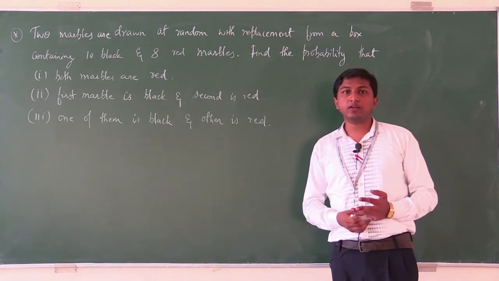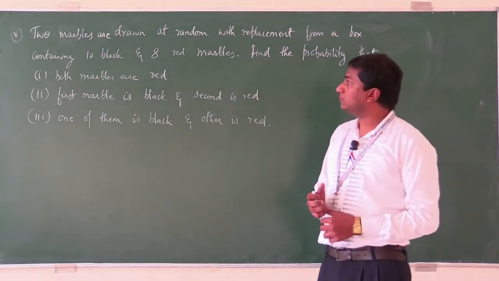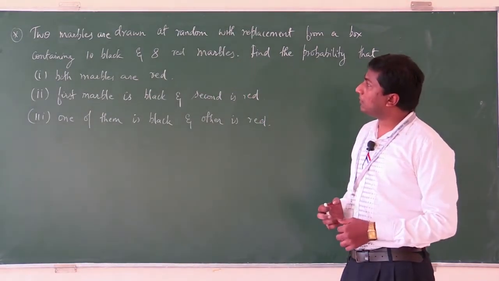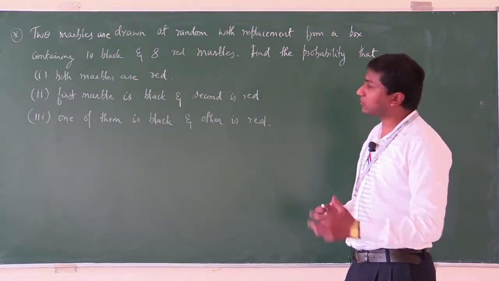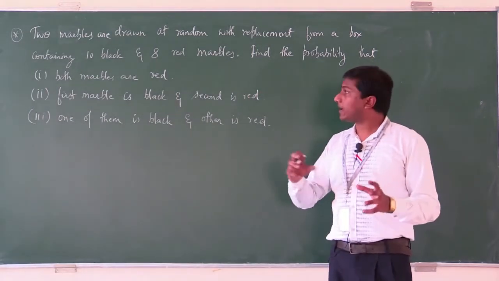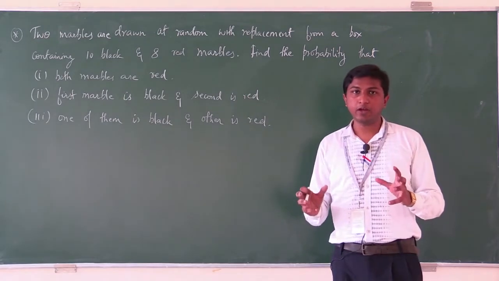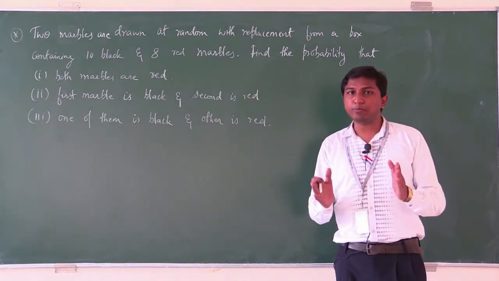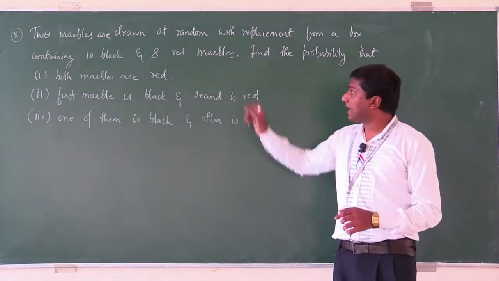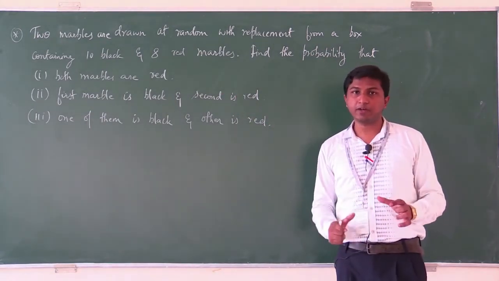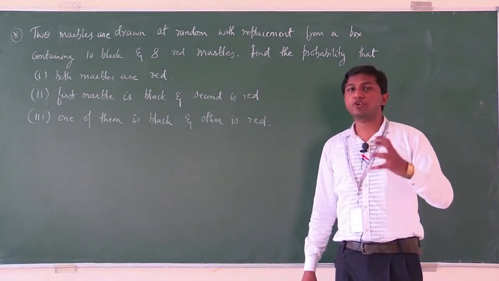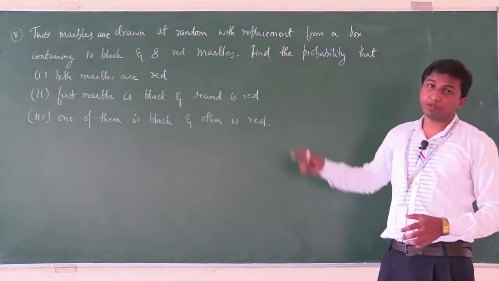Now look at the random experiment. What is the random experiment in the problem? 2 marbles are drawn at random with replacement. There is a box containing 10 black and 8 red marbles, so totally there are 18 marbles in the box. 10 of them are black marbles and 8 of them are red marbles.